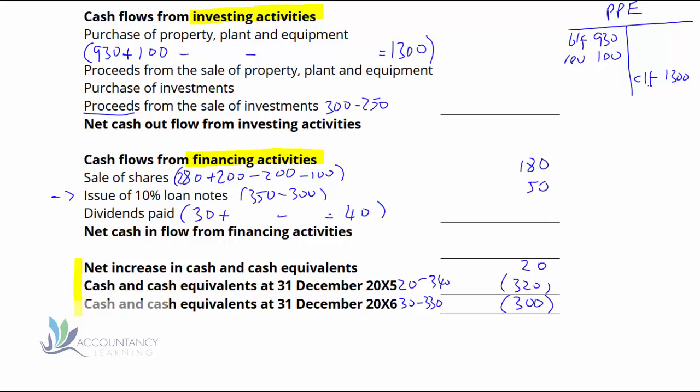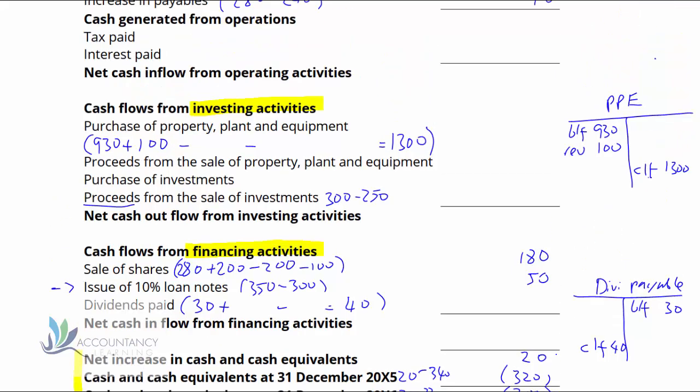Then at the end of the year we've got a payable of 40. If you prefer to do it as a T account, let's do it as a T account as well. So this is our dividend payable. We've got a brought forward balance of 30 and a carried forward balance of 40. If you prefer to do a T account, then we can show you both methods here.